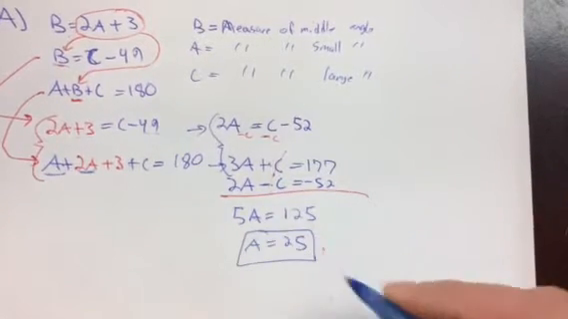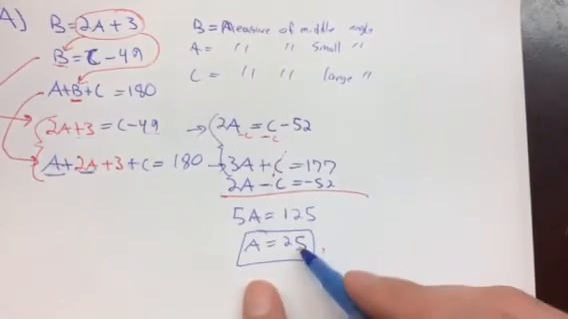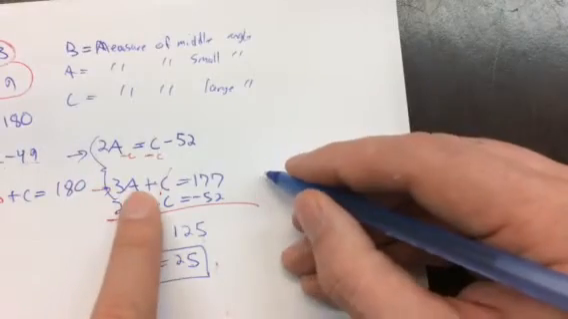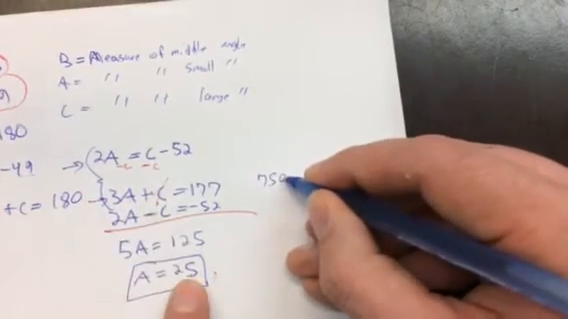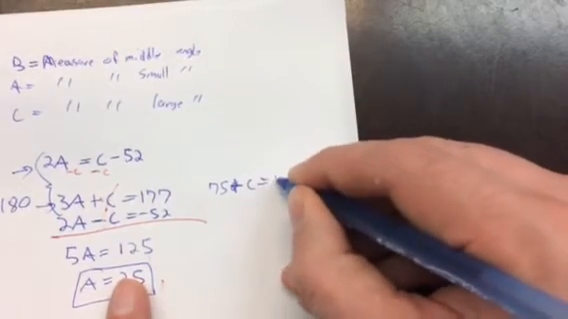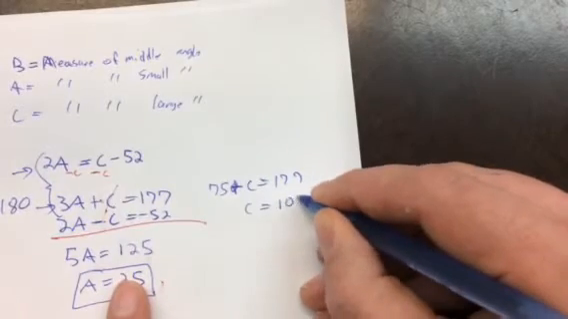Once you've found what a is, we need to go back and figure out what all the other variables are. So I'm going to plug a in to one of these other ones. So I'm going to plug in a right here. 3 times a is 75. 3 times 25 is 75. 75 plus c equals 177. So c equals 102.